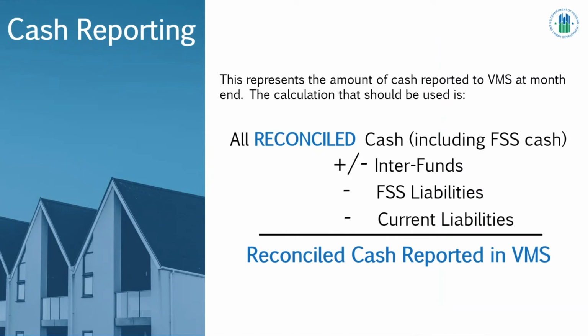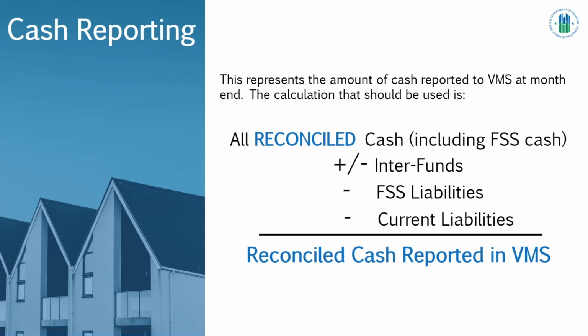Reporting cash on VMS is not just reporting your reconciled cash, it's a formula. We're taking all reconciled cash, including FSS cash. We're going to add and subtract any interfunds, because interfunds really represent cash. Back out the FSS liabilities and back out current liabilities. This will provide the reconciled cash to be reported in VMS.